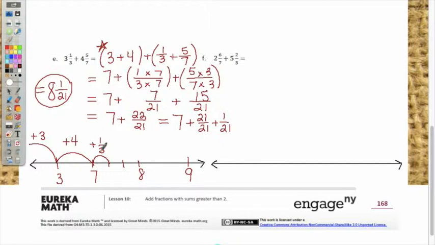Jesus, do you remember what I do next? It's been a couple days. 5/7. That's close. How do I know where to stop for 5/7s? At the answer. Okay? So the answer of 8 and 1/21st, get that on there. Then you can hop to that and add 5/7s. Very good.